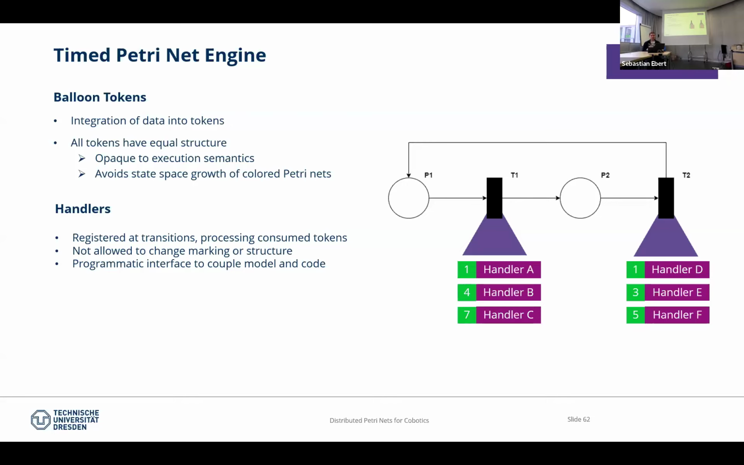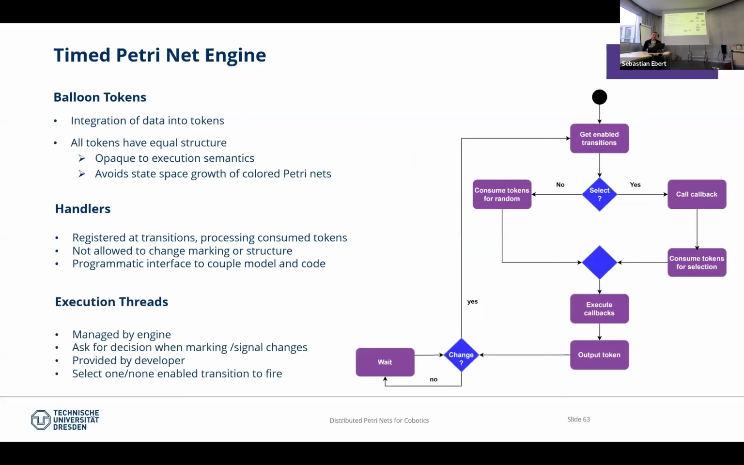There are colored patchnets and many of these around the world. But balloon tokens basically say that you have a common format across all the tokens, which means you can make them opaque for the actual execution semantics and do not have to integrate them into the model checking, reducing state space growth in the end. Right, so that's how the transitions work, how they receive tokens and send tokens.